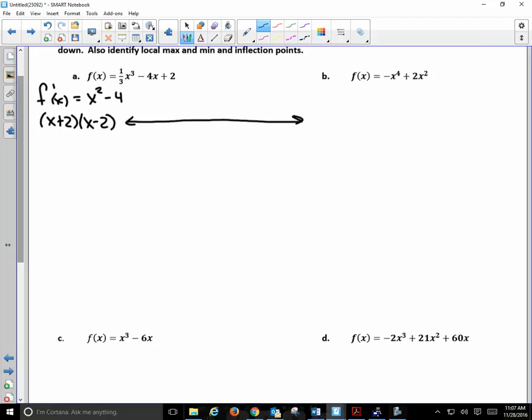I have a second derivative. What's f double prime of x? 2x. And that's going to make up my second number line. I'm going to plot the critical points where the derivative is equal to 0 or does not exist. I have negative 2 and I have positive 2. And for the second derivative, I have 0.